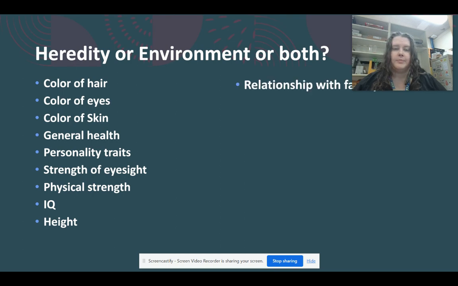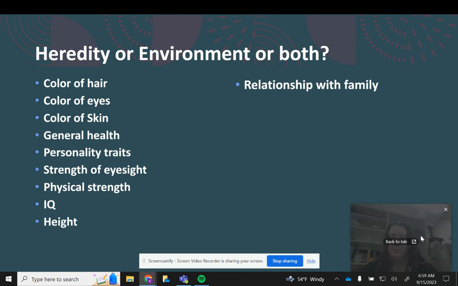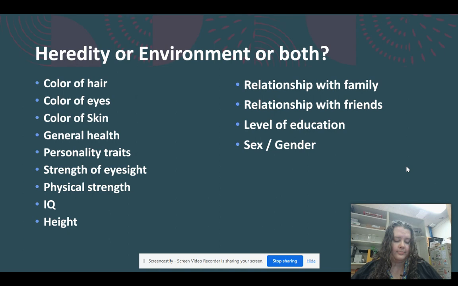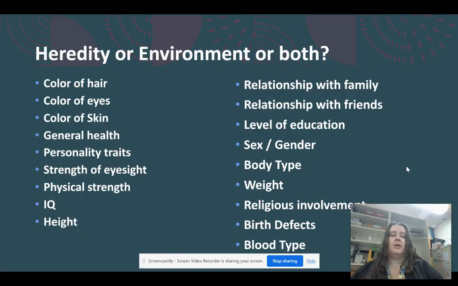Height. Relationship with family. Relationship with friends. Level of education. Sex or gender. Body type. Weight. Religious involvement. And birth defects. And blood type. All right. So we're going to go through these, okay?